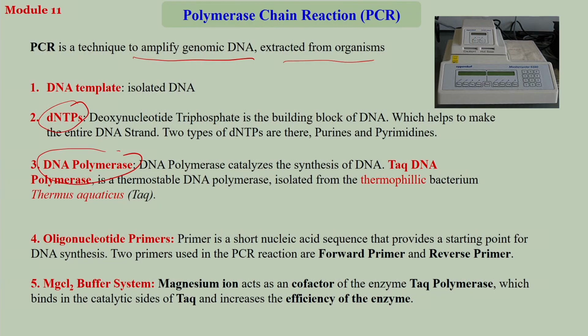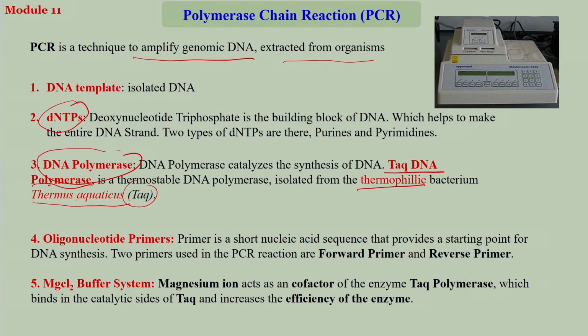And there came the major breakthrough that people have found out, the discovery or the isolation of Taq DNA polymerase, from a thermophilic bacteria which functions at a very high temperature, close to 100 degrees Celsius. And this is Thermus aquaticus, the microorganism or the bacteria. From that bacteria, the Taq polymerase was isolated, and the name also came from there, the Taq, because of the Thermus aquaticus. T, A, Q, that makes it Taq.